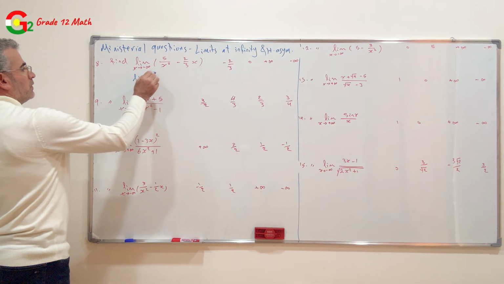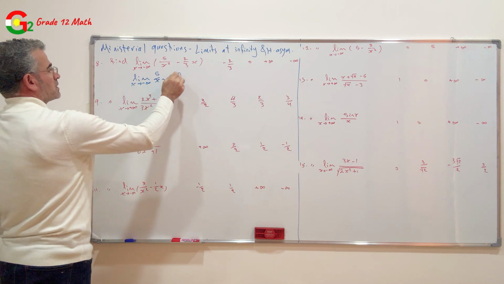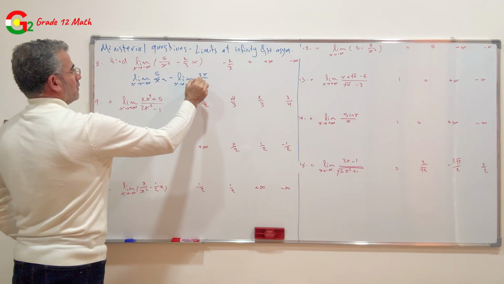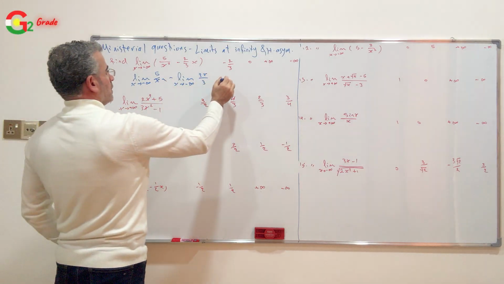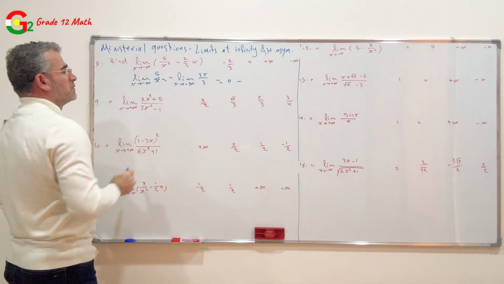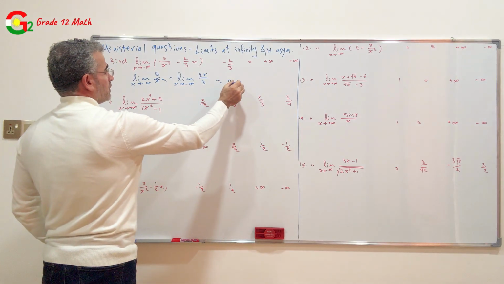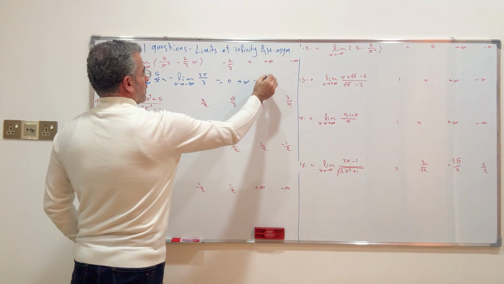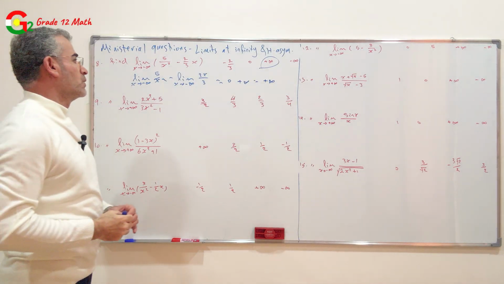Limit of 5 over x power 2 when x approaches negative infinity, minus limit as x approaches negative infinity of 2x over 3, equals 5 over infinity, which is 0, minus 2 times negative infinity over 3, negative times negative is positive, so 0 plus infinity. The answer is positive infinity. Choice C.